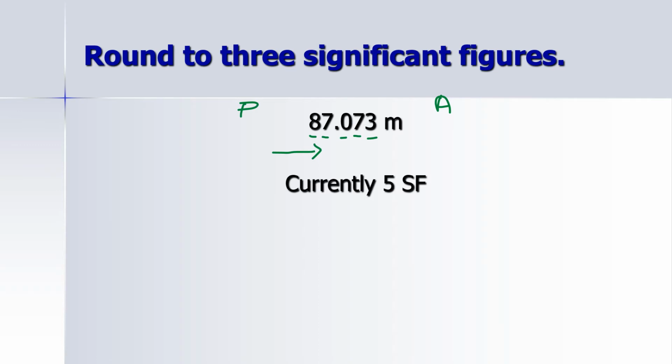When we round this to 3 sig figs, we want to keep the 8, the 7, and the 0. And we want to get rid of the 7 and the 3. The next number after our last sig fig is a 7, which is greater than 5. So we can just add 1 to our last sig fig. So the answer in this case will be 87.1 meters.